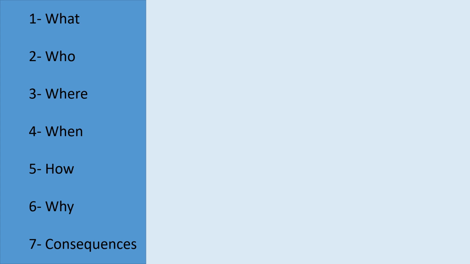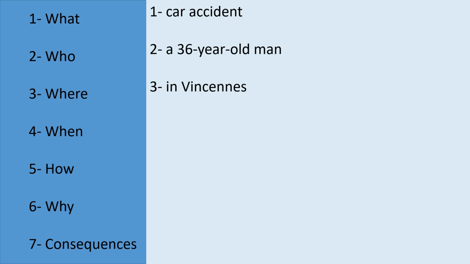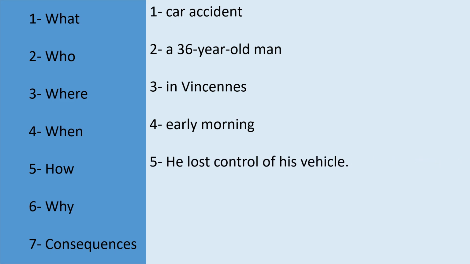So to talk about all this, you have to think about whatever you will be asked to do. In this example, it's going to be a car accident, okay? So, what? A car accident. Who? A 36-year-old man. Where? In Vincennes, which is a suburb in Paris. When? Early morning. How? He lost control of his vehicle. And why? Because he was drunk. And consequences? He died.